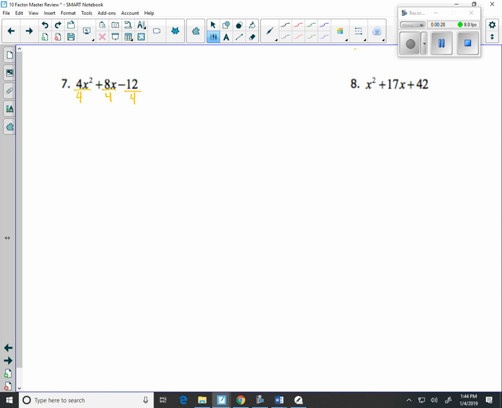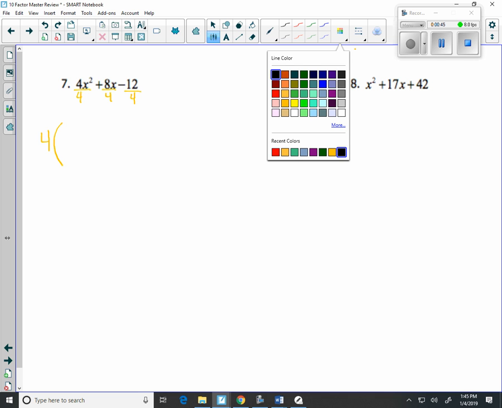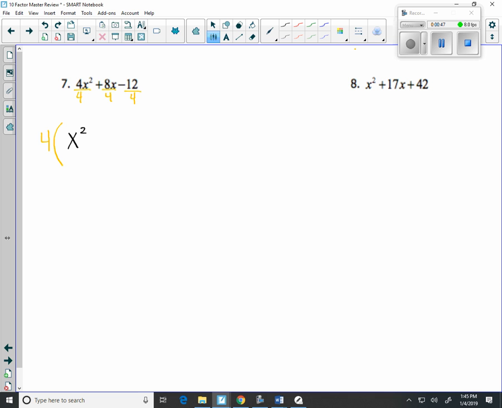It's going to make all of our numbers smaller. You want to look for that, specifically if you have a number in front of that x squared. That's one that's more common to look for. So I'm going to put a 4 out front. 4x squared divided by 4 is just x squared. 8x divided by 4, 8 divided by 4 is 2, so 2x. And 12 divided by 4 is 3.